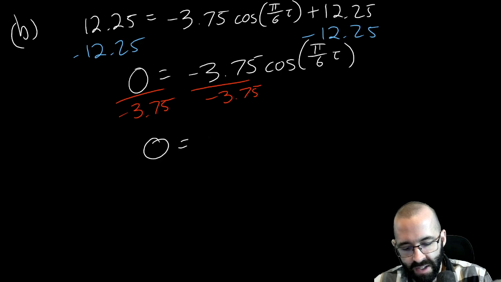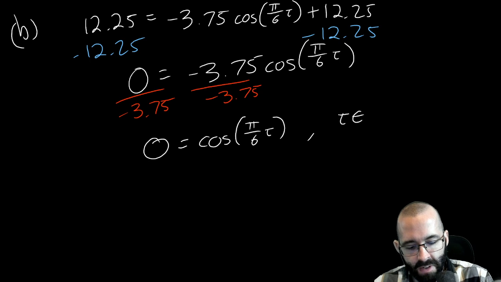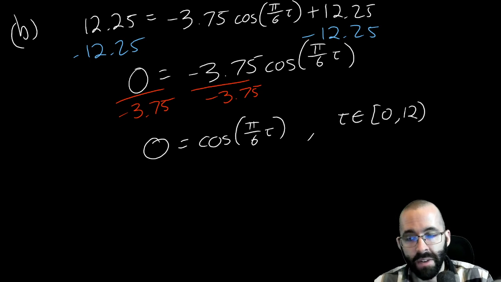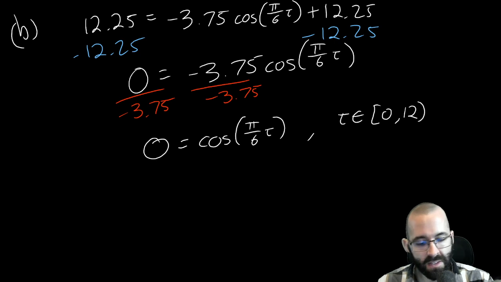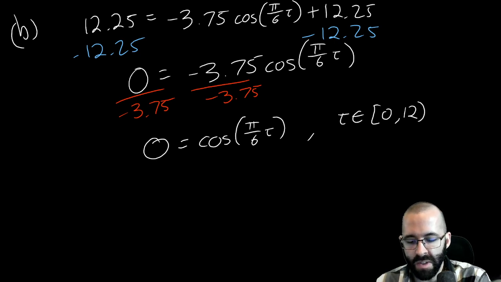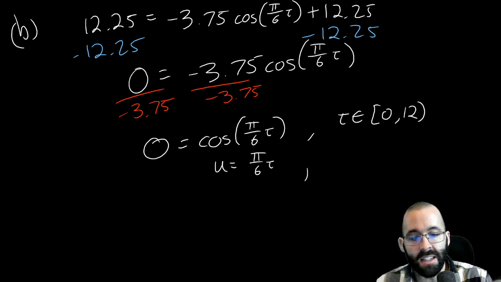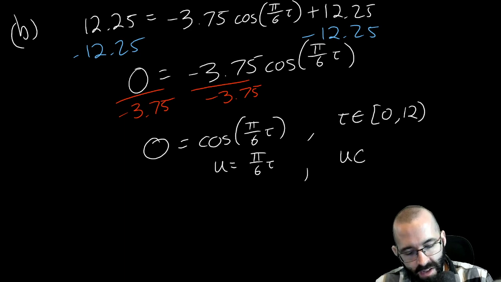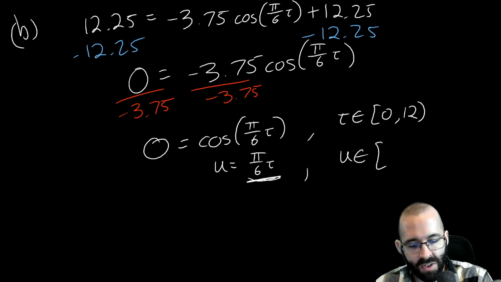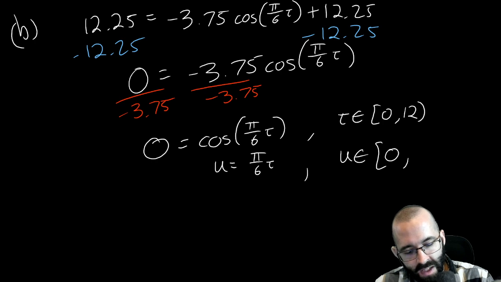And we get, when is cosine. And again, remember our interval. t is only between 0 and 12. We need to solve this. We're going to do a substitution. Remember your trigonometry. Let u be pi over 6 t. So if t is from 0 to 12, what's u? Well, this is a linear substitution, so we can just plug in both sides. When t is 0, u is 0. When t is 12, u is 2 pi.